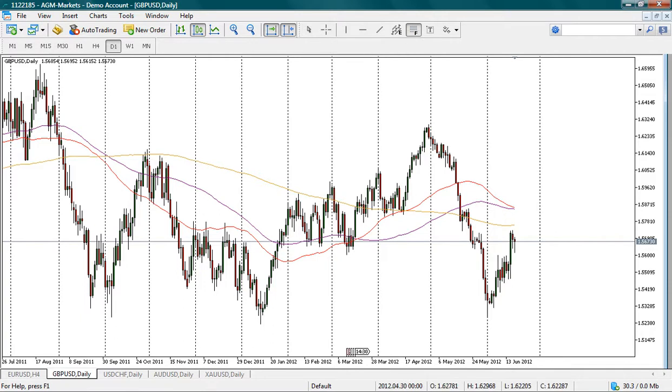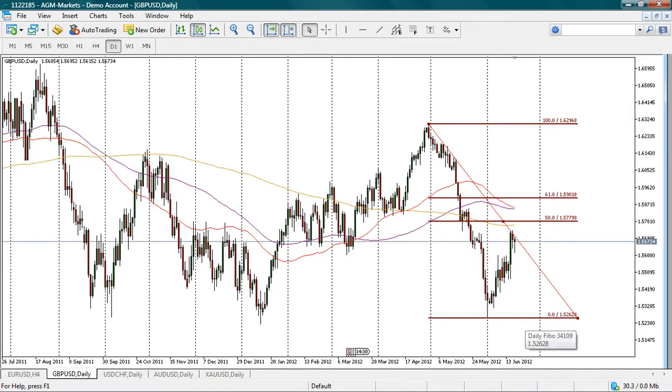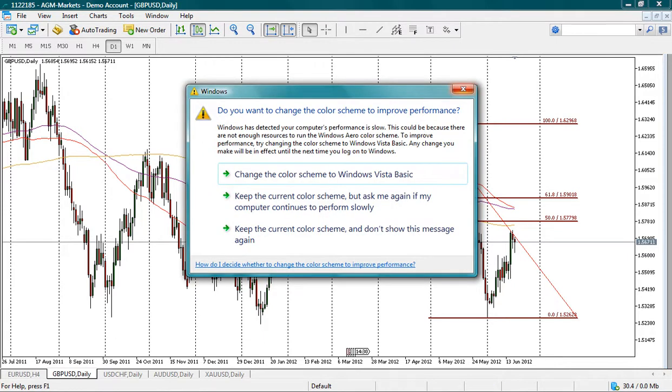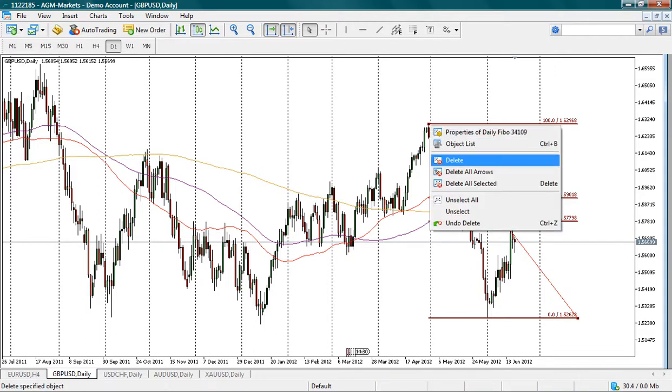And also the longer term players who trade off the daily charts most probably will be focusing on this fib setup here. So from those 1.6296 highs to the 1.5262 lows, that fib setup, the 50% fib retracement comes in at 1.5779, and the 61.8 comes in at 1.5901. So that's definitely a fib setup that I keep on my charts.